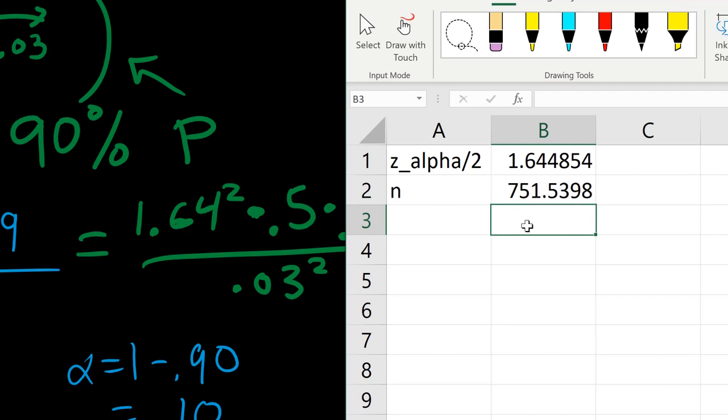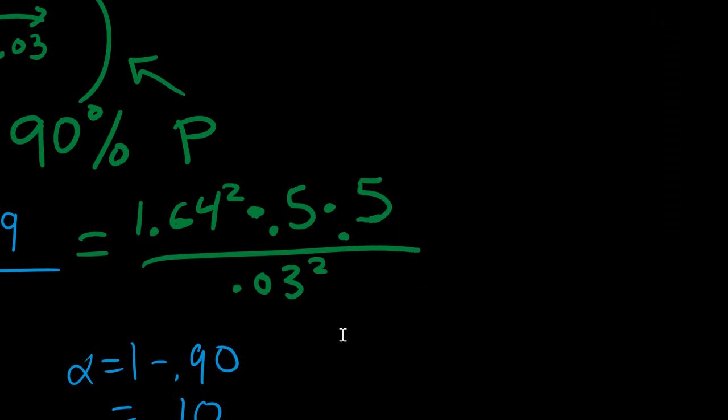751.53. Now, you always round sample size estimates up. Okay, so we can't have half of a person. We need the whole person. So even if it was 0.03, we can't have 0.03 of a person. We have to have the whole person. So you always round it up. So 752. Okay, so we need 752 people to participate in this survey.